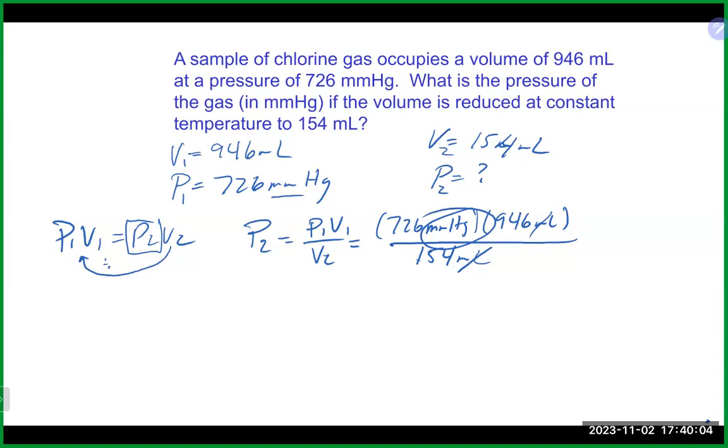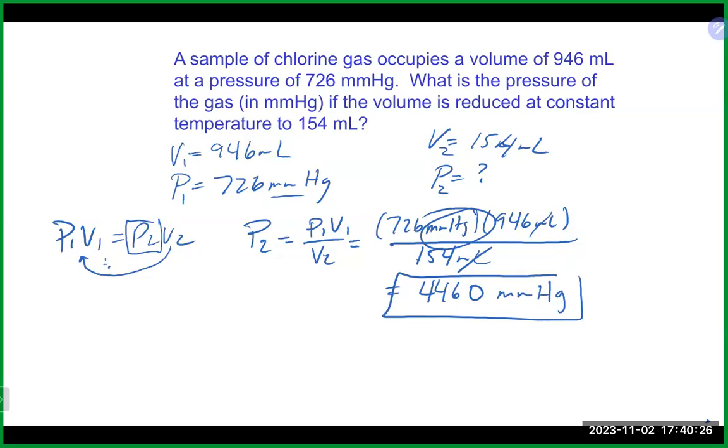And it looks like, probably around 4460 millimeters of mercury. Any question on that calculation there?